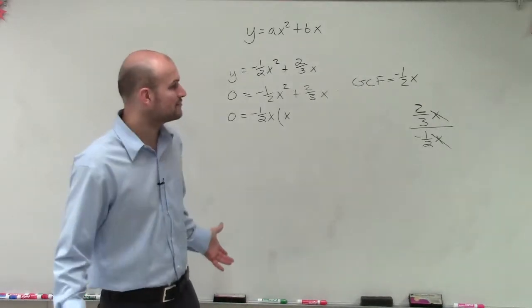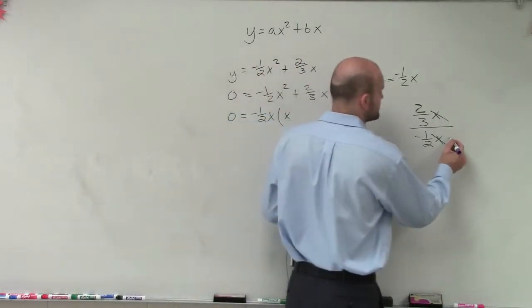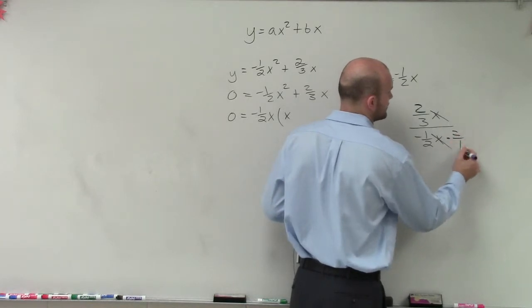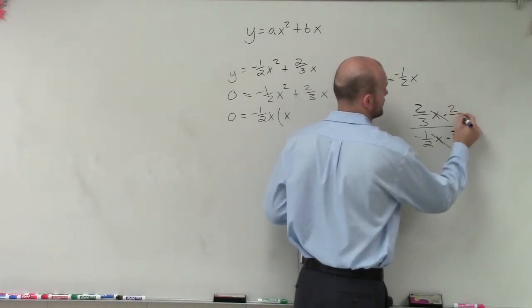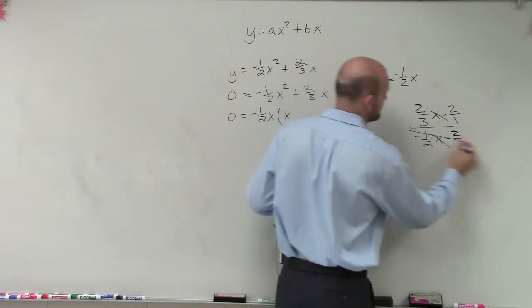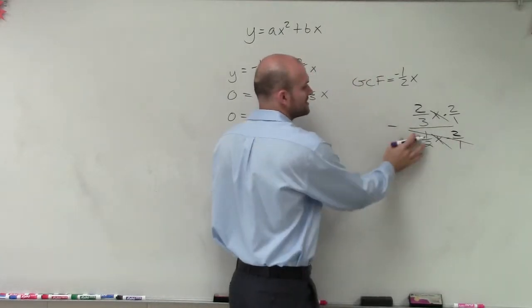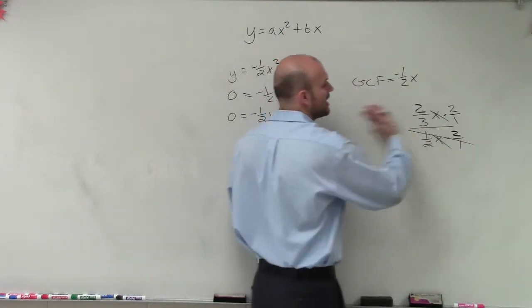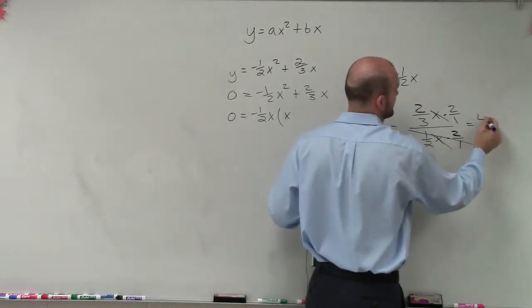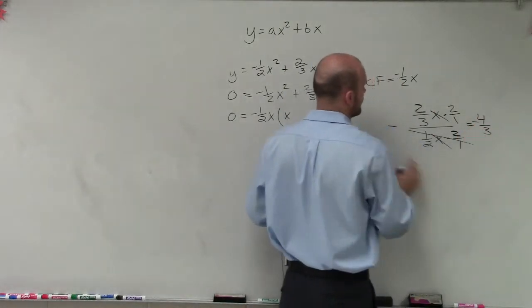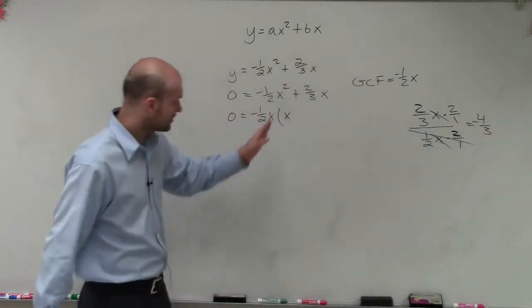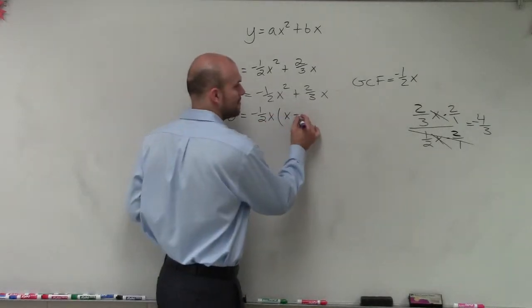And remember, when we're working with fractions divided by fractions, that's really the same thing as multiplying by the reciprocal. Because when you multiply by the reciprocal on the bottom, that goes out. Remember, we still have this negative down here. And then I multiply across. So that equals a negative 4/3. So therefore, I have x minus 4/3.